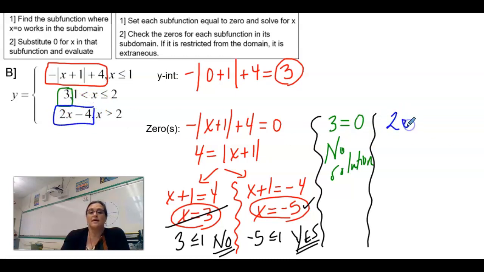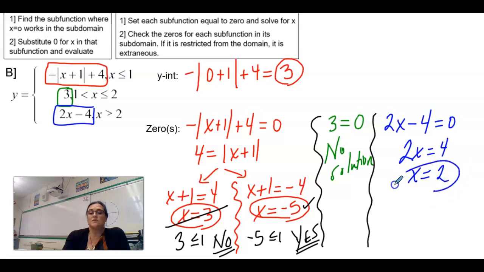So we're going to set that 2x minus 4 equal to 0, and then we'll solve for x. So 2x minus 4 equals 0. That looks better. So when I add 4 to both sides, I have 2x equals 4, and then I divide both sides by 2, and x then is equal to 2.